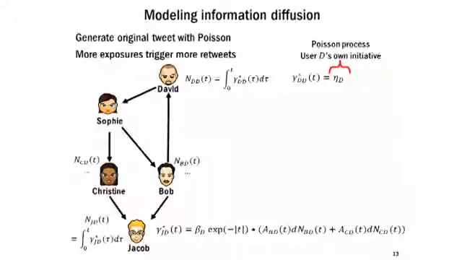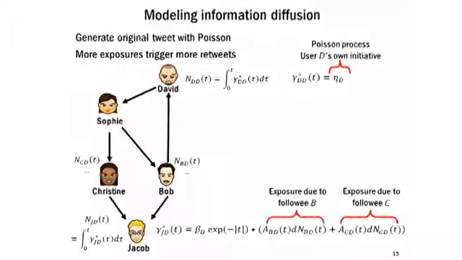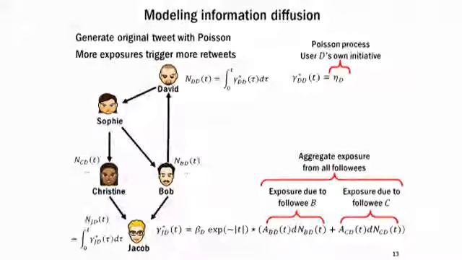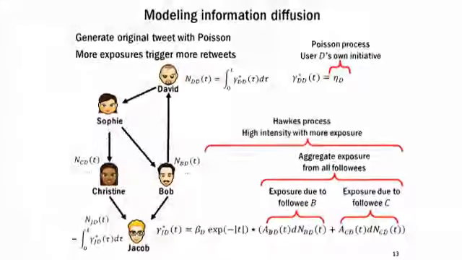Essentially, we are going to use the Hawkes process. We first look at the counting process from Christine, which models the exposure due to Christine, and then the exposure due to Bob. You aggregate the information for all these neighbors who retweet David, and then pass it through a Hawkes process to model this long-term memory.